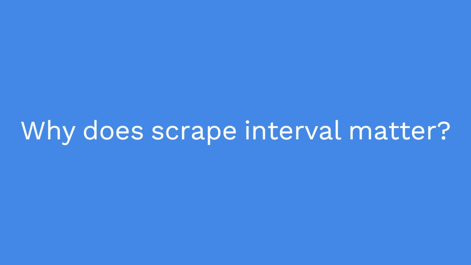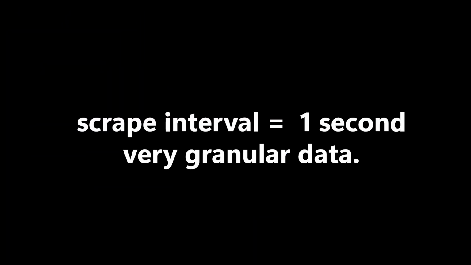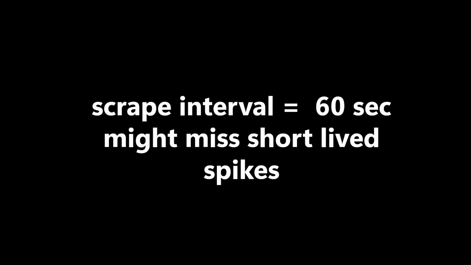Scrape interval plays a big role in how fresh your data is and how detailed your time series becomes. Let me explain this with an example. If you set the interval to 1 second, you will have very granular data, great for short spikes or fast changing metrics. But if you set it to 60 seconds, you might miss short-lived issues like a spike in CPU that lasted for maybe 10 seconds.